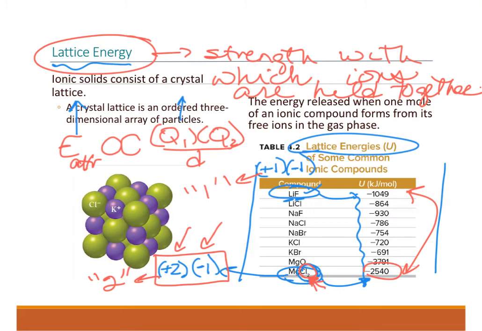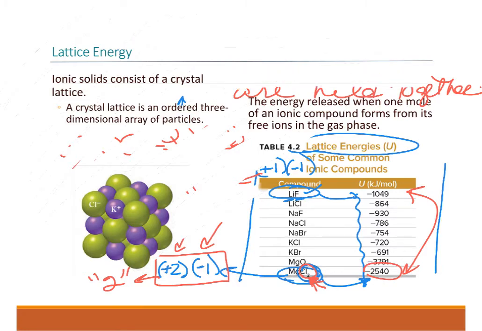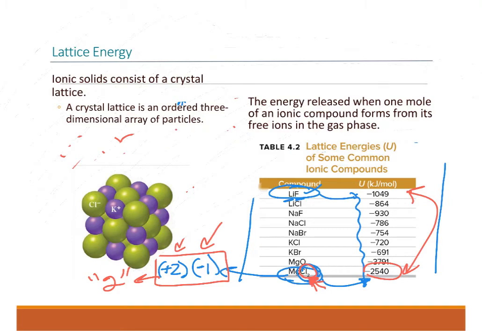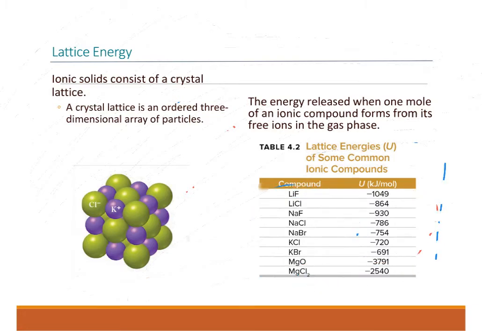One more thing that I want to point out here. We talked about the charge, and that is the most important factor in determining lattice energy, the charge of each of the ions. But what about distance? We wrote Coulomb's law, and we also said that distance is inversely proportional. So let's verify that.